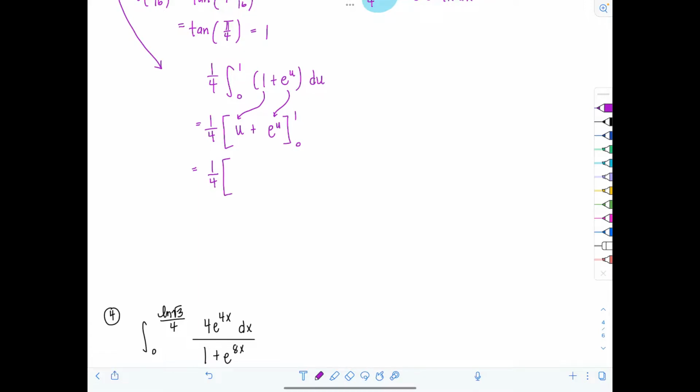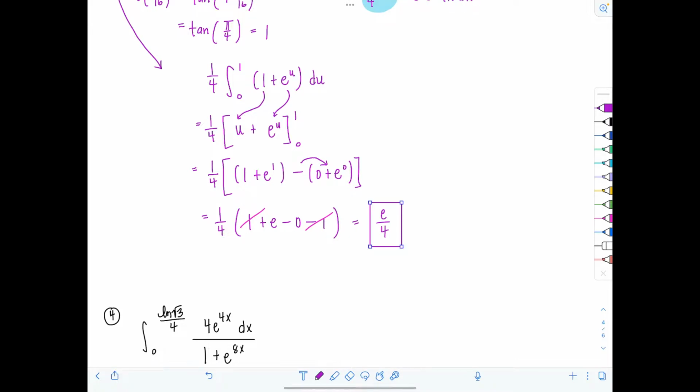Leave it out there. Okay, so we've got 1 plus e to the first minus 0 plus e to the 0. So this is 1/4 times 1 plus e minus 0 minus, because I'm distributing, e to the 0, which is 1. And then the 1's cancel out. And all that's left is little e in the parentheses. e times 1/4. So e over 4. Classy little answer, huh? So nice.